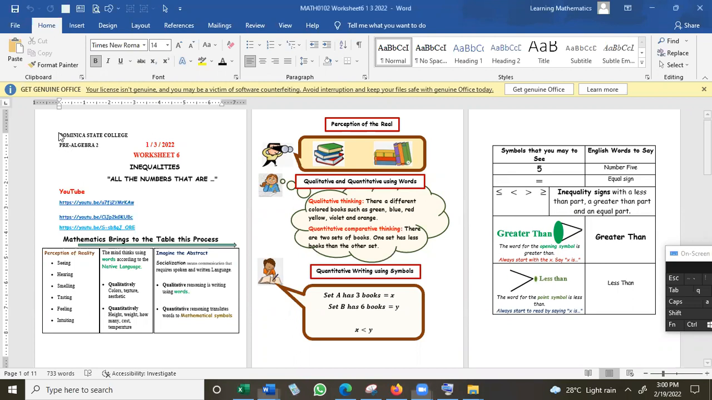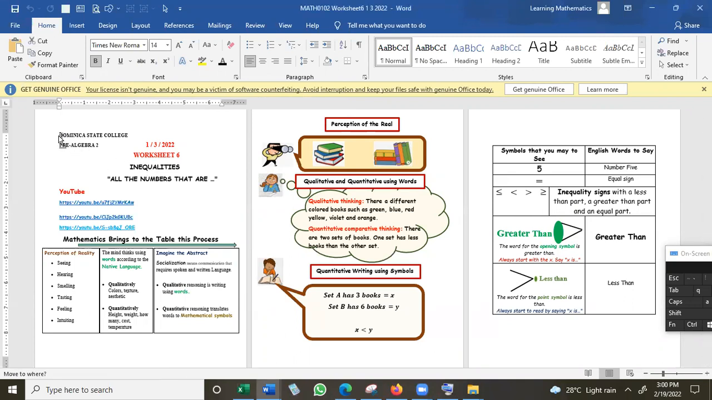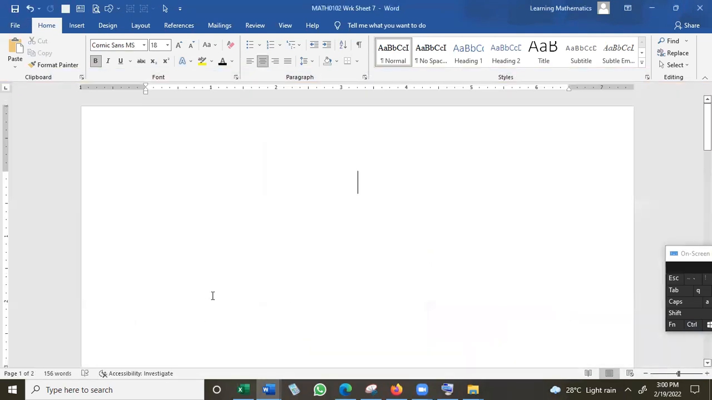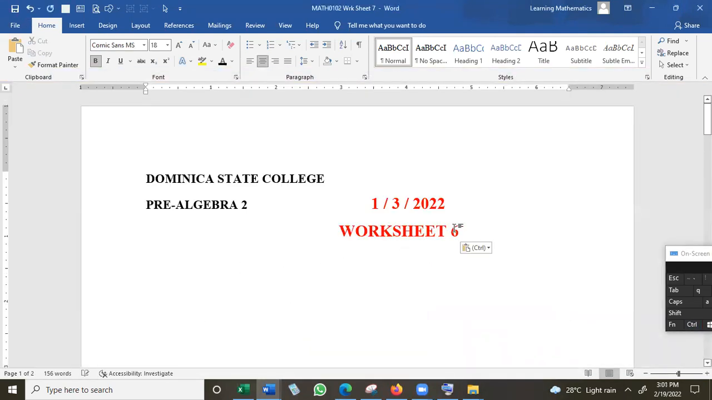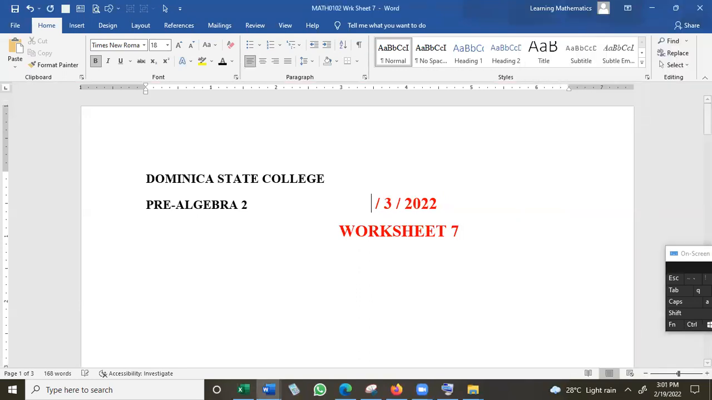So we can take a copy of this right here. Paste it here. Okay, so we're talking about worksheet 7, and worksheet 6 starts on the 1st. So worksheet 7 is 1 week after the 1st of March. Well, we're talking about the 8th of March for worksheet 7.